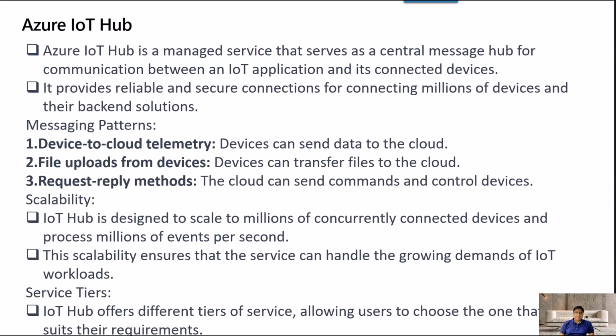There are different messaging patterns it follows. First is device to cloud telemetry. Device to cloud telemetry means devices can send their data directly into the cloud and the cloud can process it as and when the data arrives.